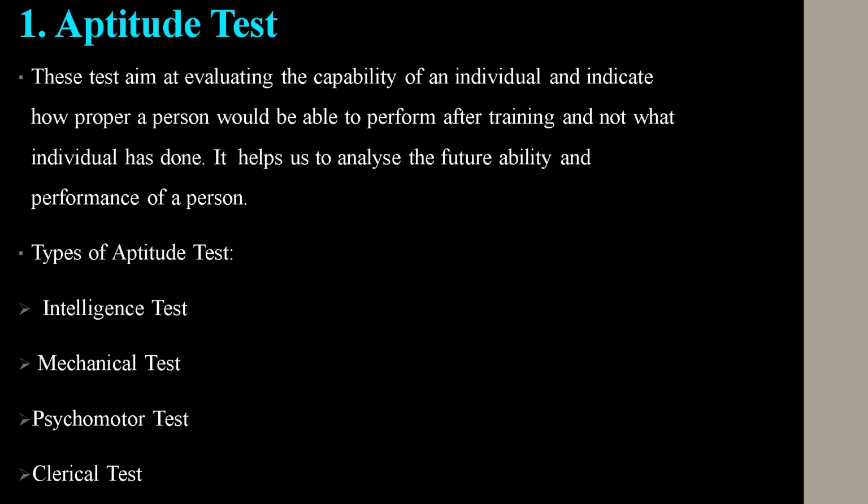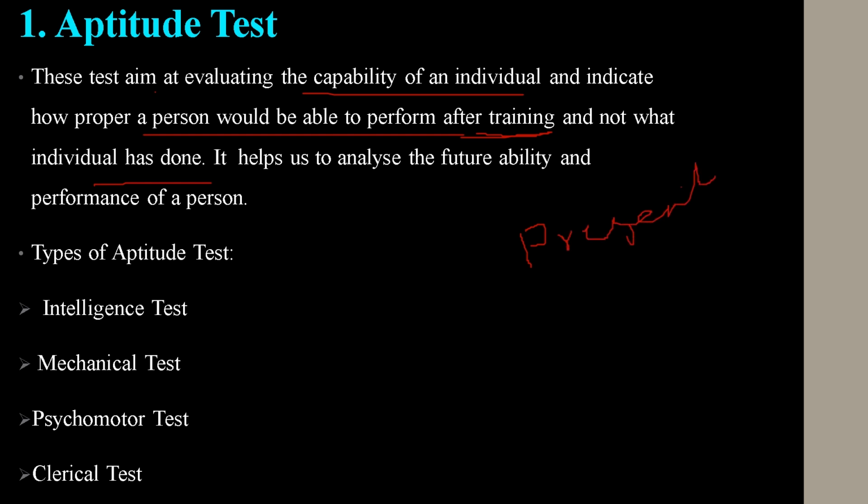First is aptitude test. Let us understand what is aptitude test. This test aims at evaluating the capacity of an individual and indicates how properly a person would be able to perform after training, and not what the individual has done. It helps us to analyze the future ability and performance of a person. So the most important part of aptitude test is that what knowledge or skill you have till now, till present, is not at all considered.